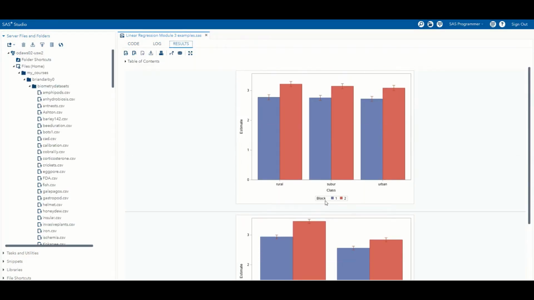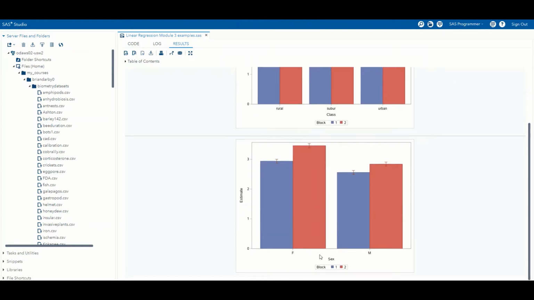So here is block and class. So it looks like across class, block 2 is higher wing size. And again, it's for sex and block. The females in block 2 have the largest wing size, but in males, they're different. They're different by sex. So females have higher in block 2 versus block 1. Same with males, but then males have overall smaller. So even the males in block 1, they're pretty much on par with males in block 2.